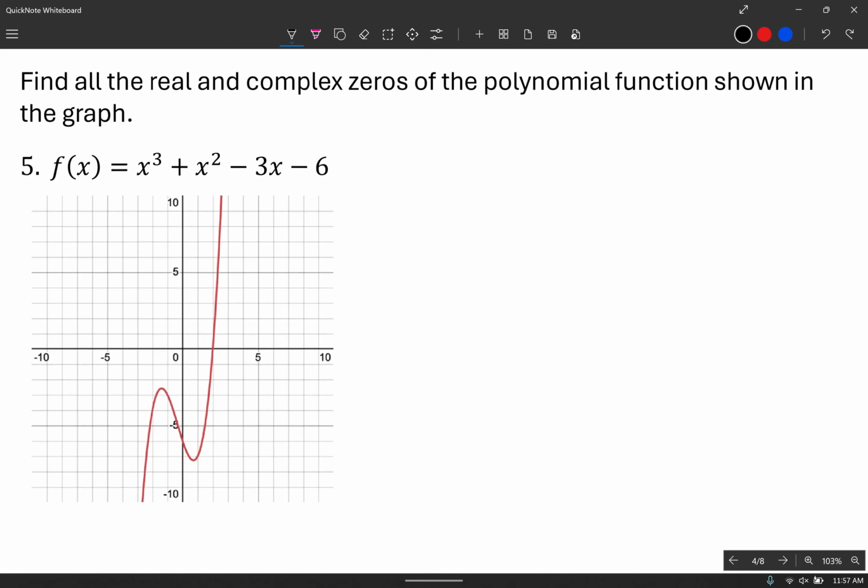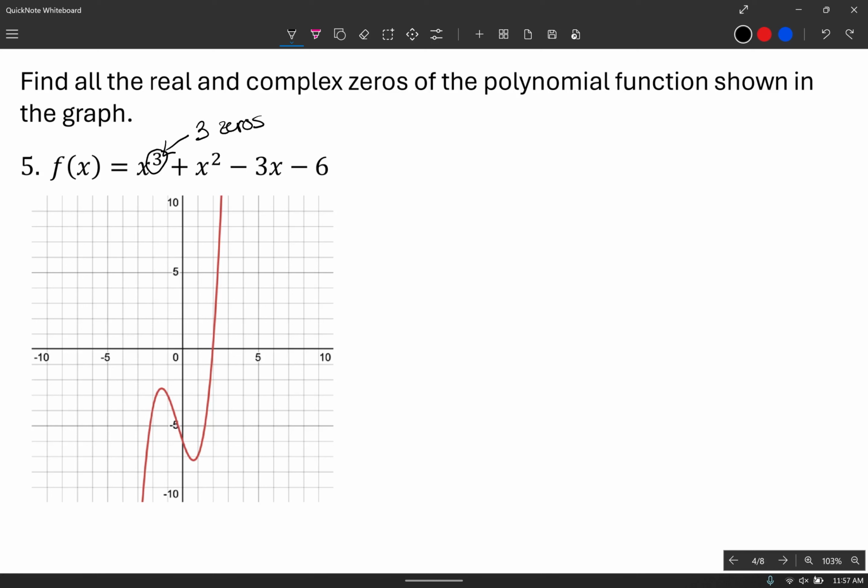All right, we're going to find all the real and complex zeros of the polynomial function shown in the graph. So if I look at this equation, I have a degree of 3. That means that I have 3 zeros. So in the end, I should have 3 answers. They can be all real, or I could have a real and 2 complex. If you have one imaginary answer, you will have 2. You always have an even amount, okay? So I know I have 3.